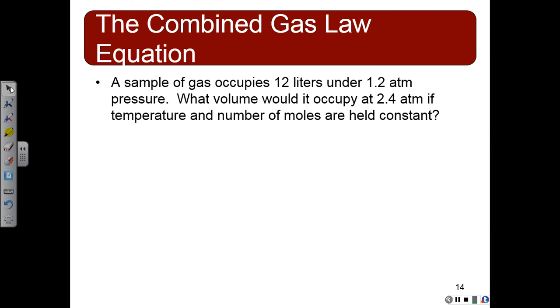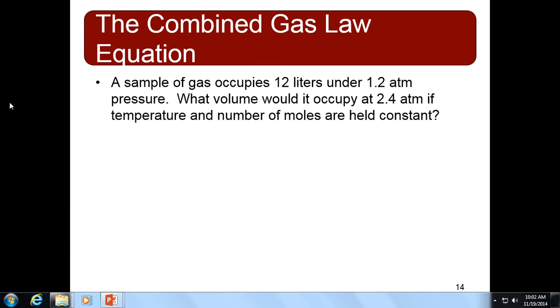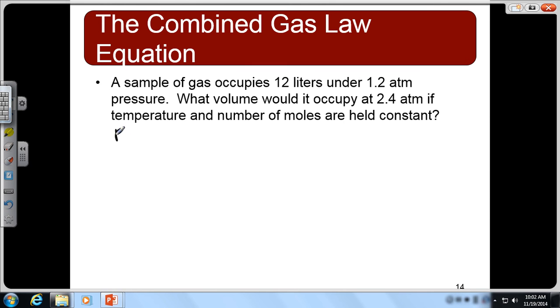Okay, so let's write out first our combined gas law. So we've got P1, V1, T2 equals P2, V2, T1. Okay, if you read this, it says we have 12 liters at 1.2 atm pressure. What volume would it occupy at 2.4 atm? Okay, so basically you doubled the pressure, right?